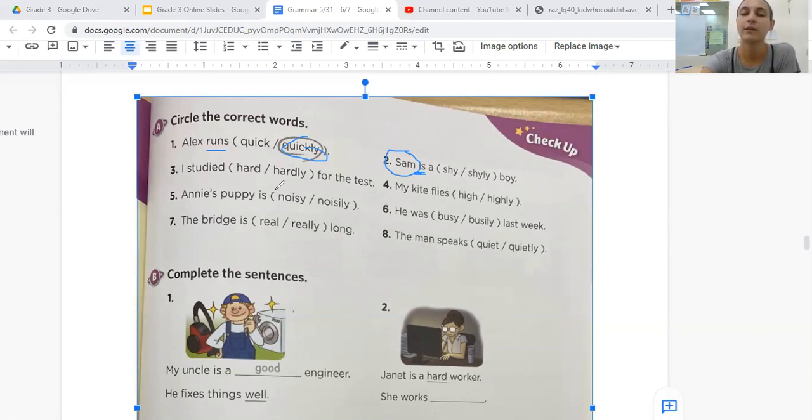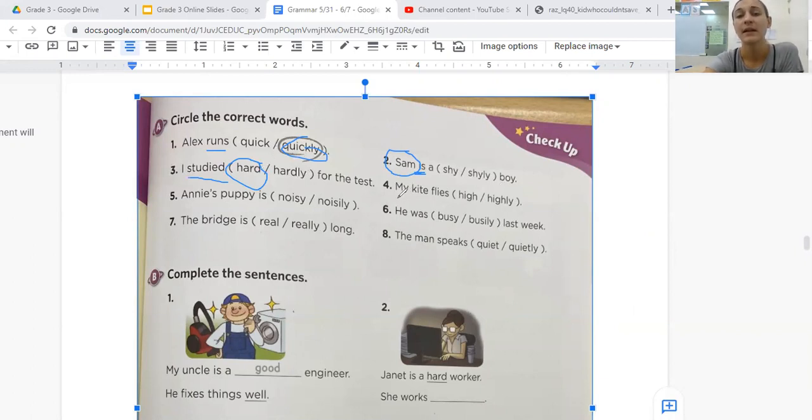Number 3 is a tricky one. It's confusing because we have a verb, I studied. So you would think we would do the adverb, hardly. But our adverb does not look like this. It's an irregular one. I studied hard for the test. So that one, I'm just going to give you the answer because it doesn't really follow our pattern.